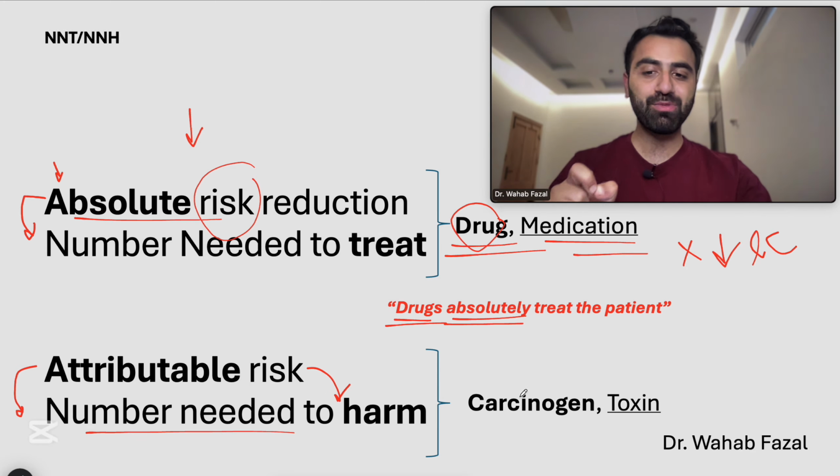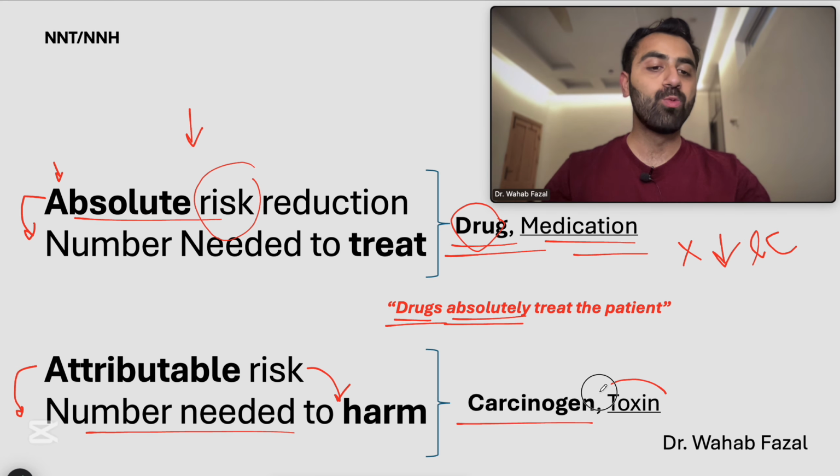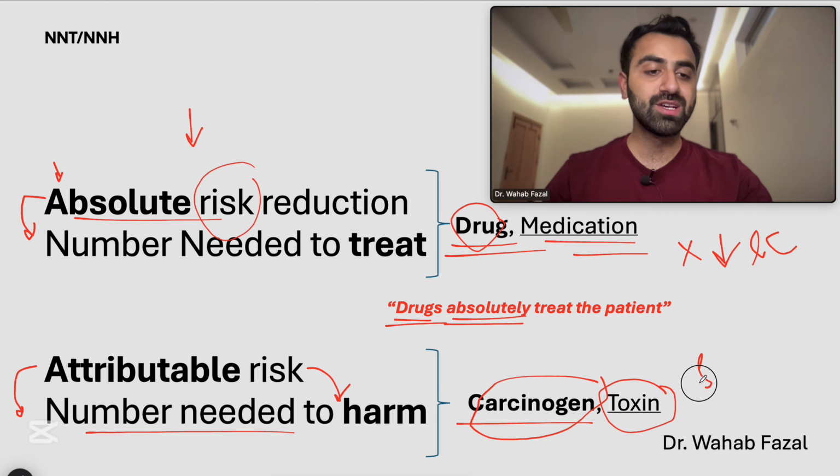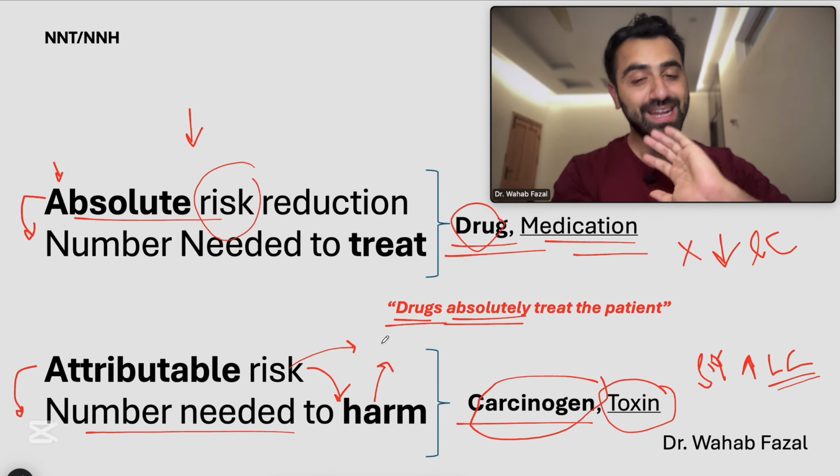And why are attributable risk and number needed to harm important? Because both of them work for a carcinogen or a toxin or something bad, something like smoking. So this is like a cigarette. Smoking increases your chance of developing lung cancer. Therefore, you calculate the attributable risk for it and then the number needed to harm. Simple as that, nothing more complex.